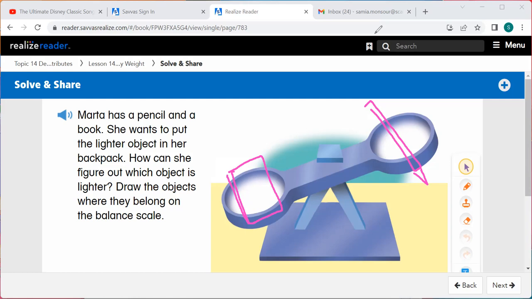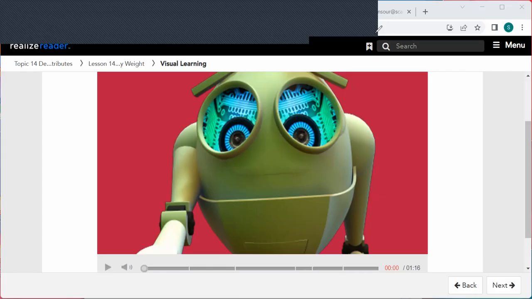So the heavier object is the book, and it's pushing down on the scale because it weighs more. And the lighter object is the pencil. Let's watch our video.